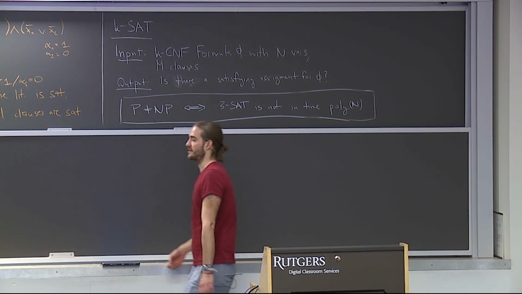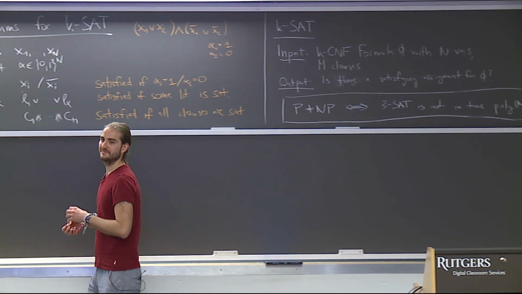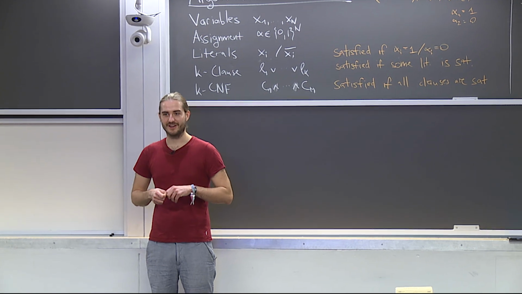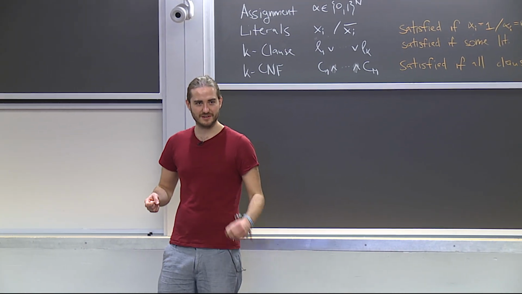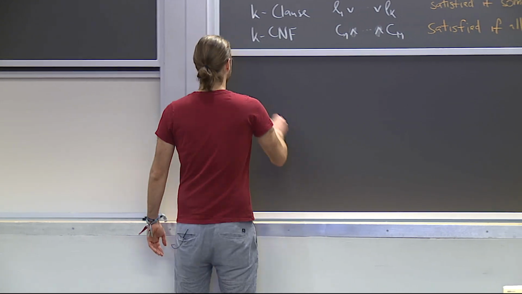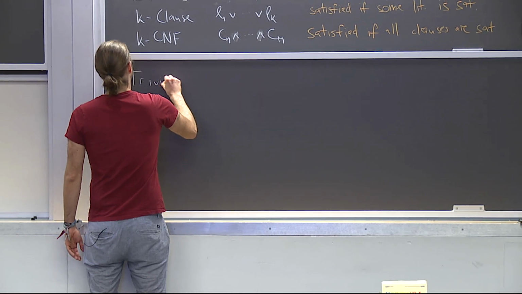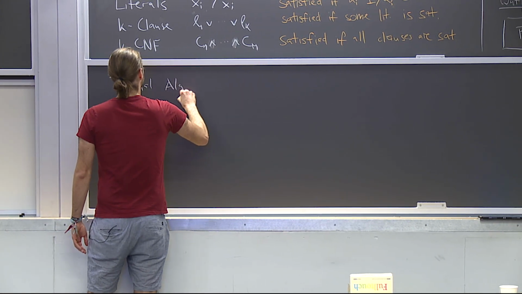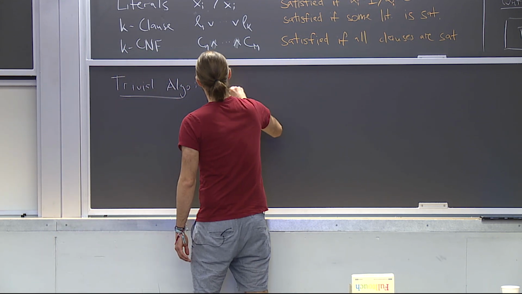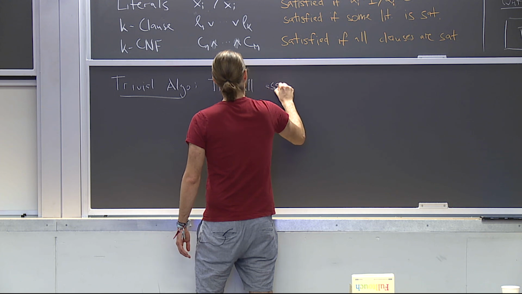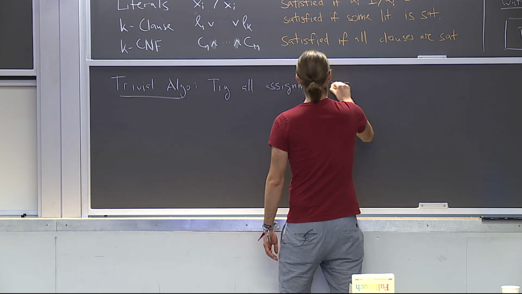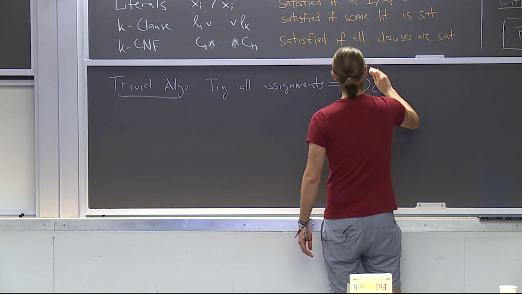Right, what's the trivial algorithm for SAT? Okay, I heard a bunch of answers. I think some said exhaustive search. That's just 2 to the n. It's basically that, right? The trivial algorithm is you just try all assignments, which leads to time, well, something like 2 to the n.